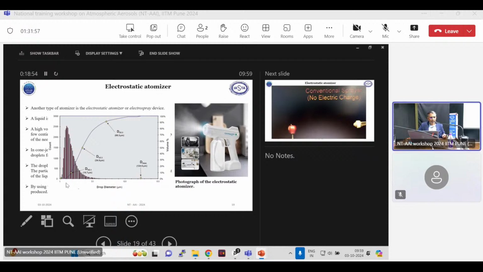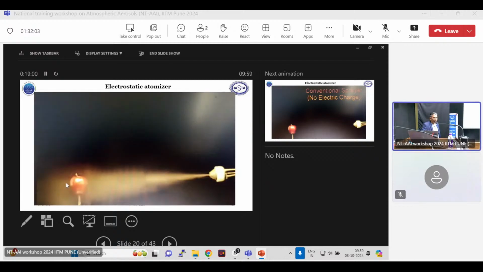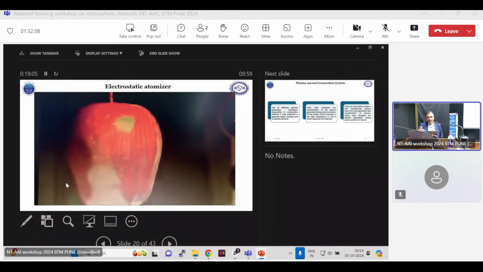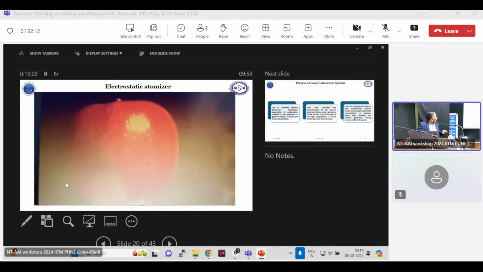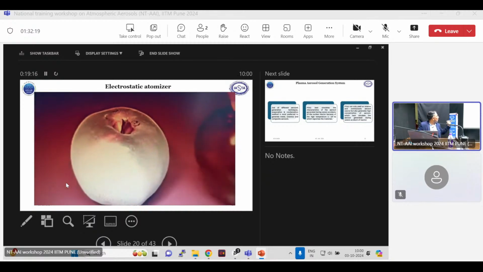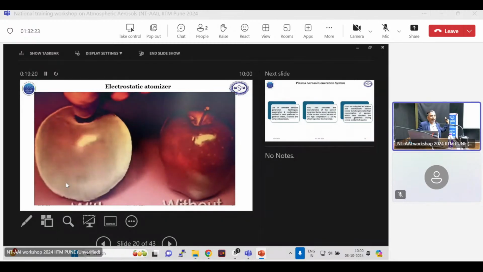D50 around maybe 10 micrometer or like that. Then one example here I want to show, in an apple, the coating is carried out by conventional atomizer and then this electrostatic atomizer. If you see, the first apple has been coated by conventional atomizer and the second apple has been coated by this electrostatic atomizer. If you see, it is a homogeneous coating in all directions, but in the other, coating is there in only one direction.